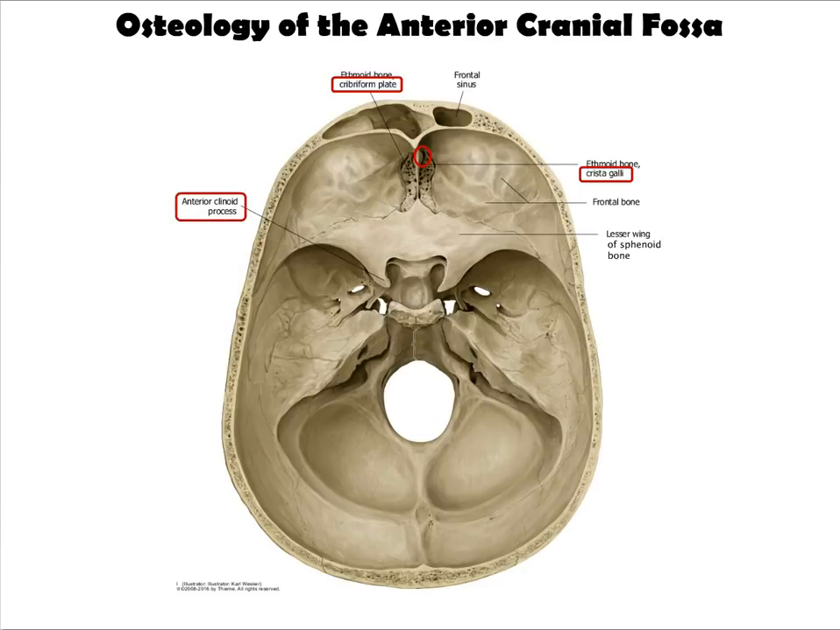Another notable pair of structures in the anterior cranial fossa are the anterior clinoid processes that project from the lesser wing of the sphenoid bone. Similar to the crista galli, these processes provide a point of attachment for a horizontally oriented dural partition called the tentorium cerebelli. And lastly, I'll mention the majority of the anterior cranial fossa cradles and protects the frontal lobes of the brain.